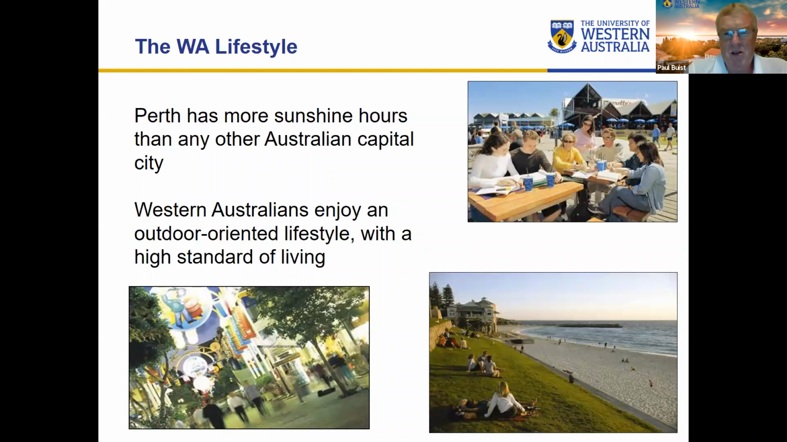As you look at the photos, the one on the top right-hand corner is people down Fremantle enjoying a meal. Then as we go around, people enjoying the sunset on Cottesloe Beach, and then the nightlife in Northbridge. So the outdoor lifestyle in Perth is one of the big pluses and really distinguishes it as a city.